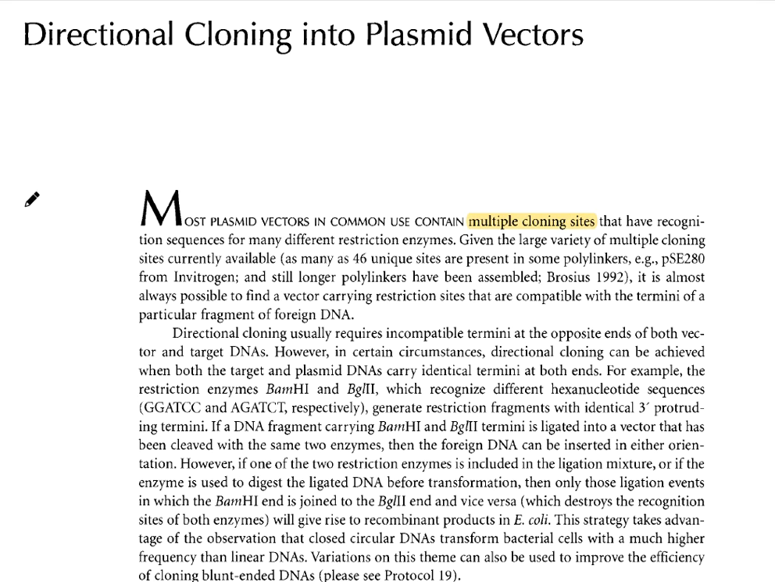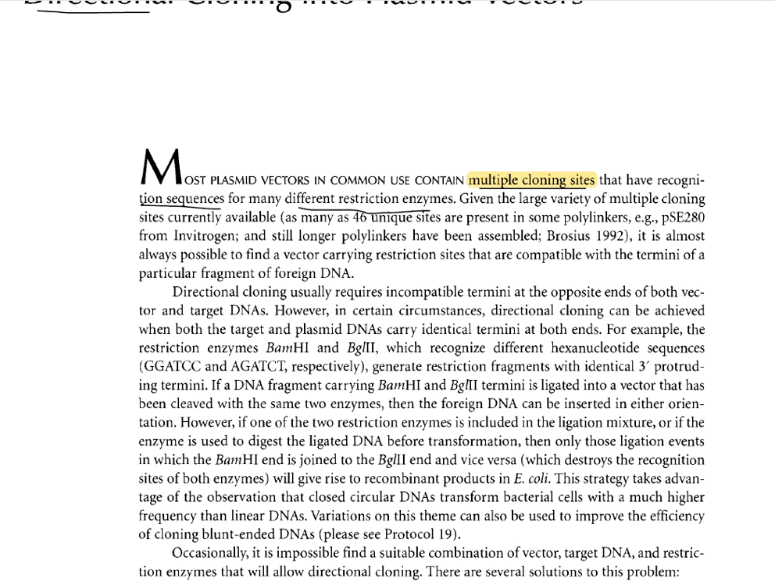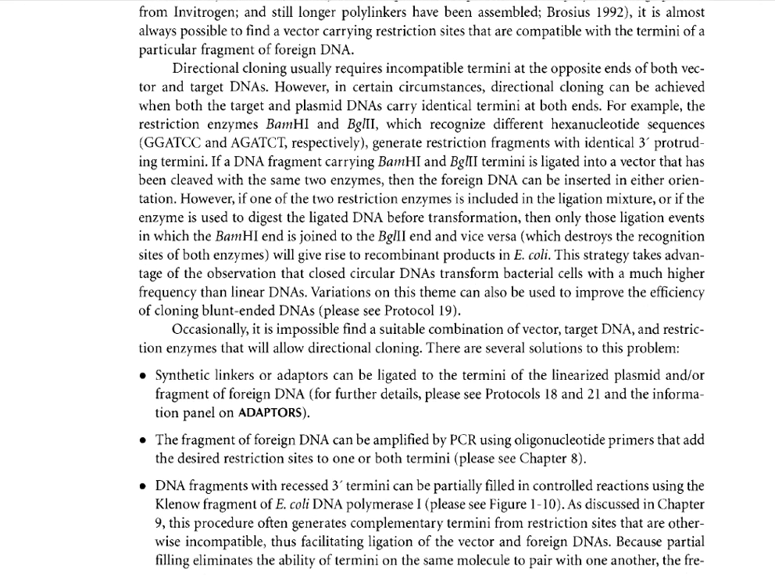Hello guys, today we will talk about directional cloning into plasmid vectors. Most plasmid vectors have multiple cloning sites that have recognition sequences for many different restriction enzymes. Okay, so we would like to discuss only the main points.